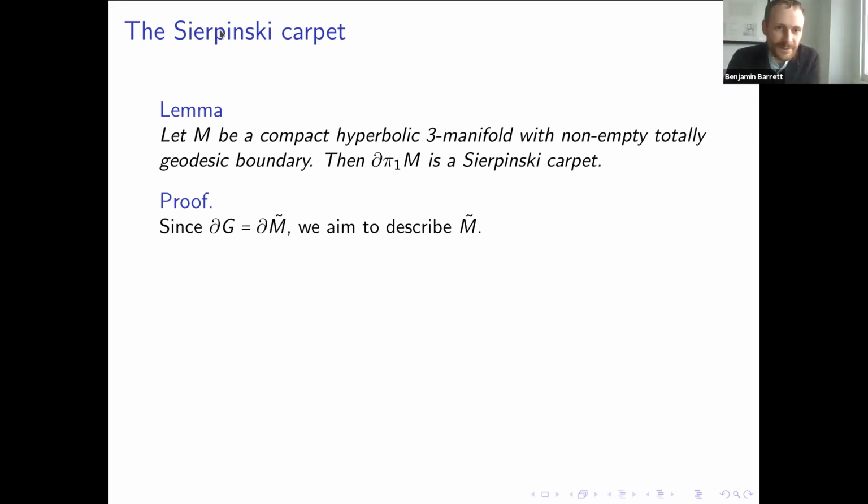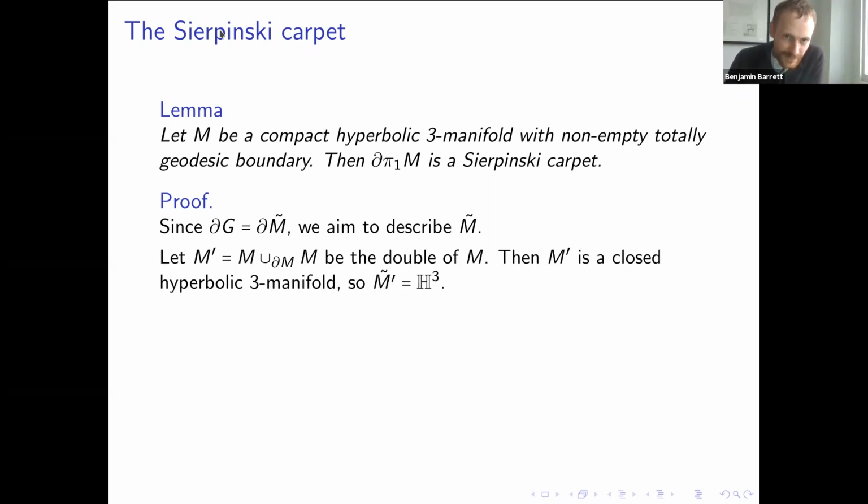Okay, so let's prove this. First of all, since the boundary of the group is the boundary of a space on which it acts geometrically, and the group acts geometrically on the universal cover of M, which I'm denoting M tilde, we just try to describe M tilde and then hopefully see that the Gromov boundary of M tilde is a Sierpinski carpet. So that's our strategy.